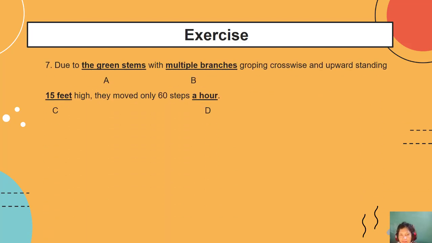Okay, the next. Due to the green stems with multiple branches cropping crosswise and upward standing 15 feet high, they moved only 60 steps an hour. Yes, correct. So D is wrong. It should be an hour. It is like what I told you before. It deals with the vowel sound and consonant sound. An hour. So hour is not whole but hour. That's why it is considered as the vowel sound. We need an.